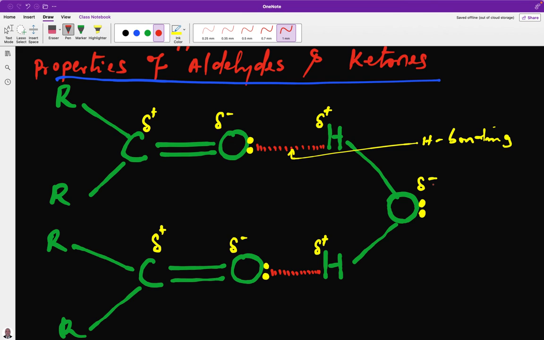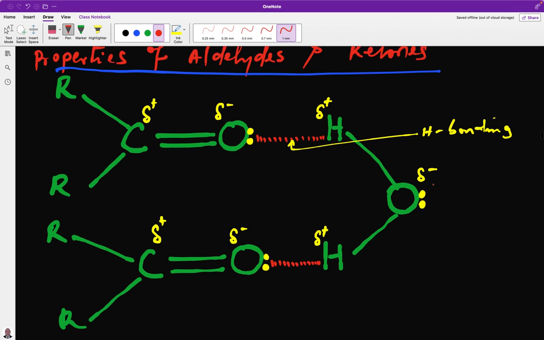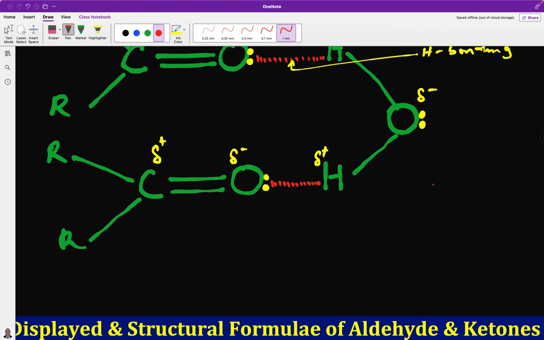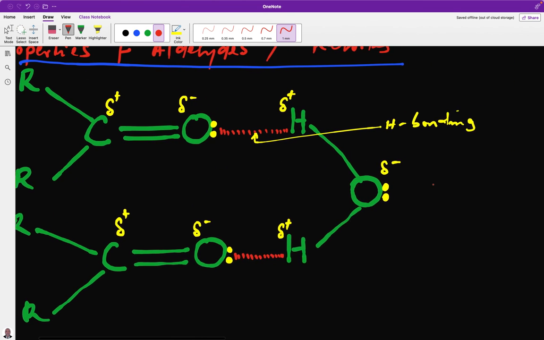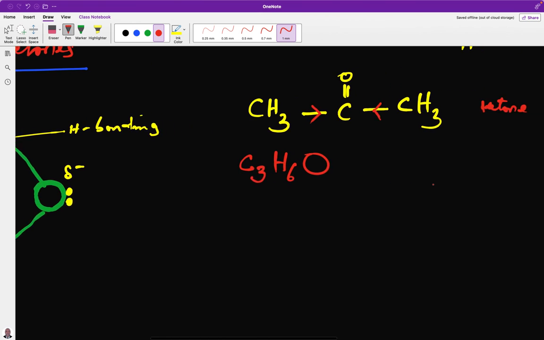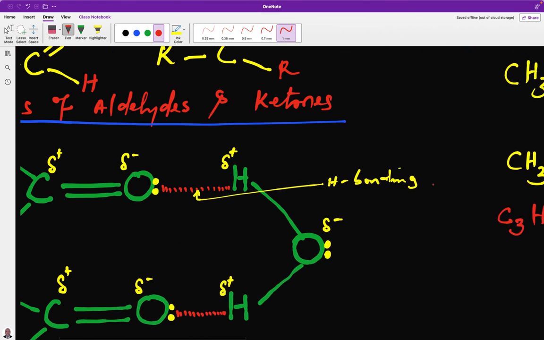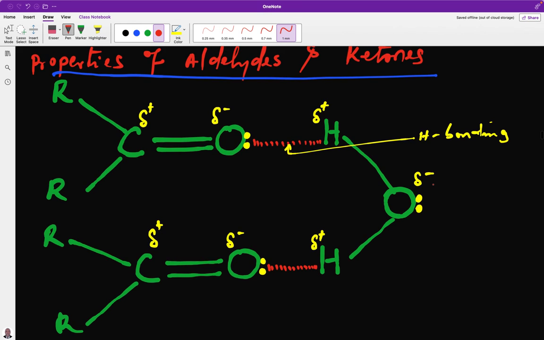The aldehydes and the ketones are very soluble in water because they can form intermolecular hydrogen bonds with water molecules. You can see from the structure here how the lone pair of electrons on the oxygen is used in forming a hydrogen bond with a hydrogen atom in the water molecule. Despite the fact that they are soluble in water, their solubility will also decrease as the molecules become larger in size.